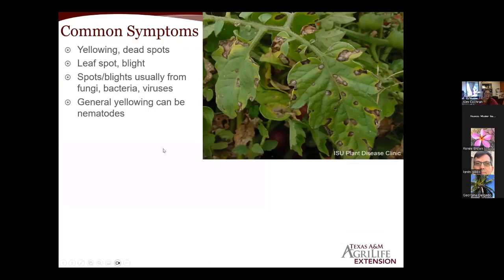All right, so some common symptoms that I'm sure you've all seen, whether you knew it or not, are leaf spots, which are yellowing and dead spots, like you can see in this top right picture. And leaf spots start out as discrete individual spots. They can merge together into more of a blight and cover most of, or not all of, the leaf. These are usually going to be caused by fungi, bacteria, and viruses in that order of prevalence.